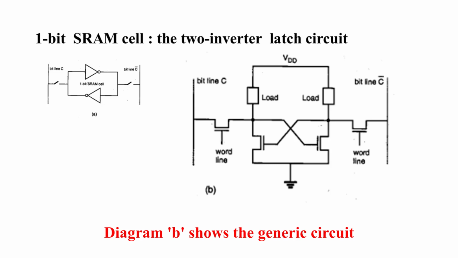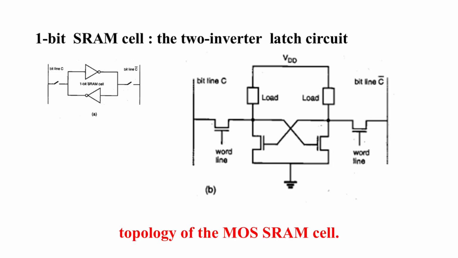Diagram B shows the generic circuit topology of the MOS SRAM cell. This is the generic structure for a MOS-based SRAM cell. This illustrates the cross-coupled inverters, which are directly linked to the bit lines through MOS access transistors. This topology allows efficient data storage and access.